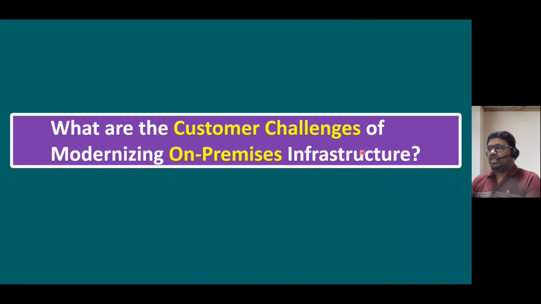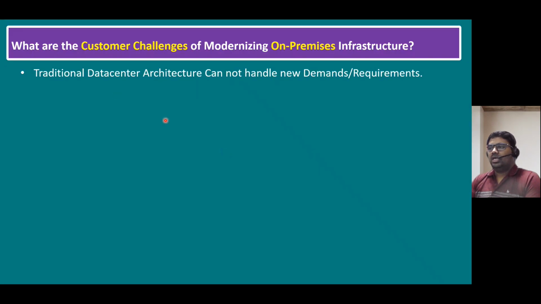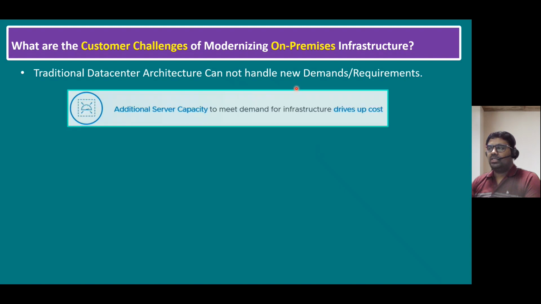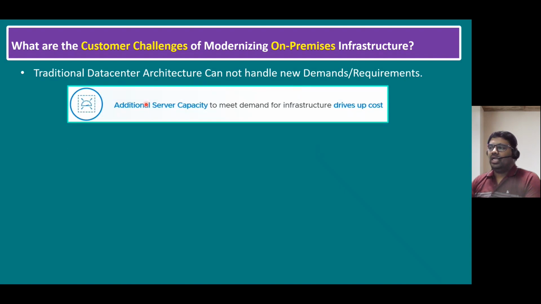And what are the customer challenges of modernizing on-premises infrastructure? Before understanding what's new in vSphere 8, let's talk about what challenges and solutions this vSphere 8 is going to address. So here are the main challenges. Traditional data center architecture cannot handle new demands and requirements. The new demands include additional server capacity to meet demand for infrastructure, which drives up cost.